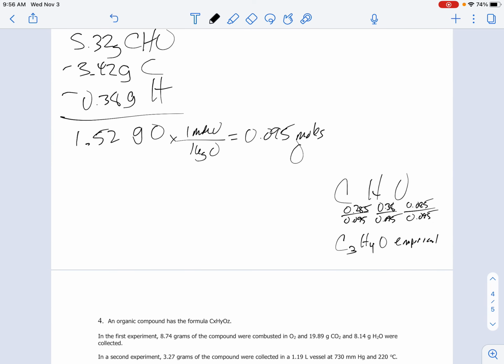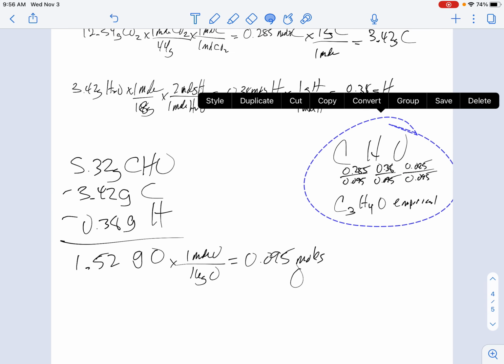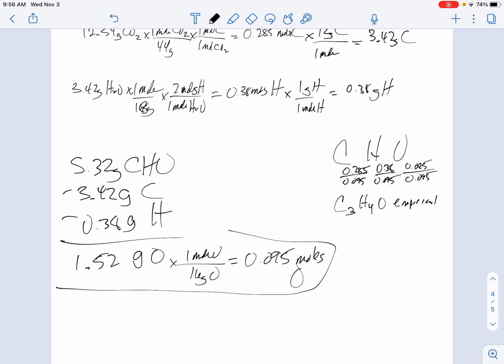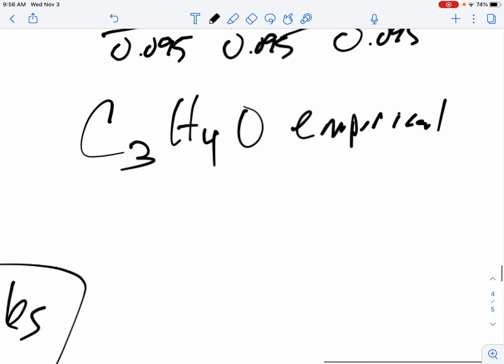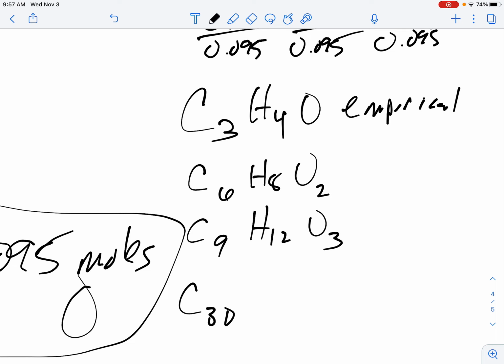Now, how is that going to help us answer what the question is actually asking here? Let me separate this out. Well, remember, the empirical is just the lowest whole number ratio. It could be any multiple of these numbers. So 3, 4, and 1 is the lowest, but it could be 6, 8, and 2. It could be 9, 12, and 3. And again, it could be 300, 400, and 100 for all we know. It could be any multiple in there. Well, how are we supposed to know which multiple it is? We're going to need to know more information.